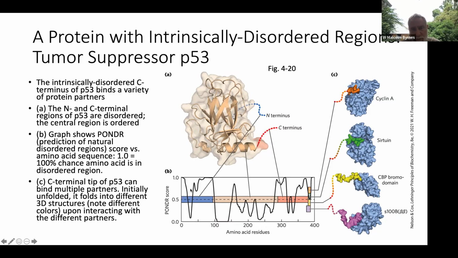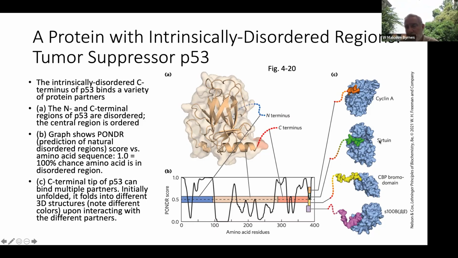And so you can see the PONDR scores are above 0.5 at the amino and C-terminus here, again also separated by this ordered region in the middle of the C-terminus, as for the amino terminus. And you can see that at the very tip of the C-terminal disordered region, the amino acid sequence can fold into different shapes, shown by these different colors, as the C-terminal tip interacts with various protein partners. So when P53 interacts with cyclin A, which helps control the cell cycle by interacting with cyclin-dependent kinases, you can see that it folds into this orange shape.